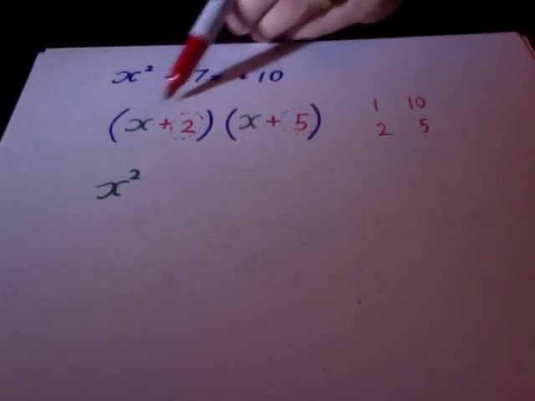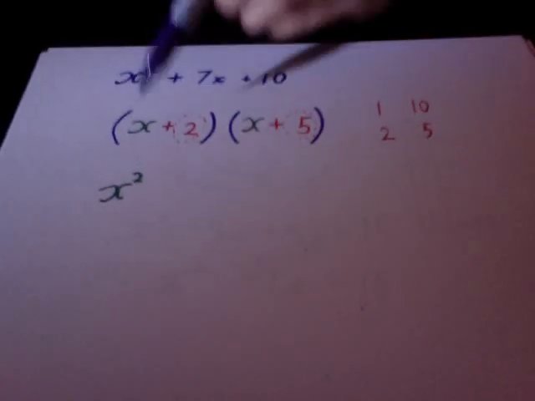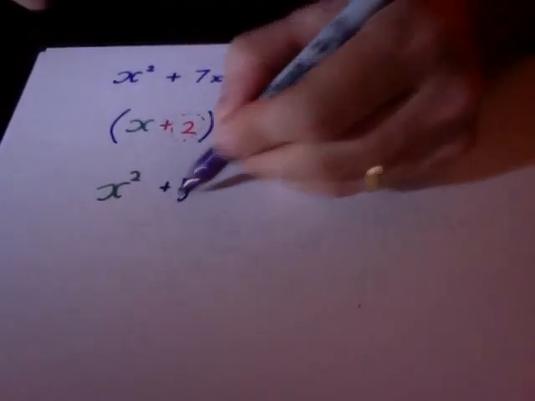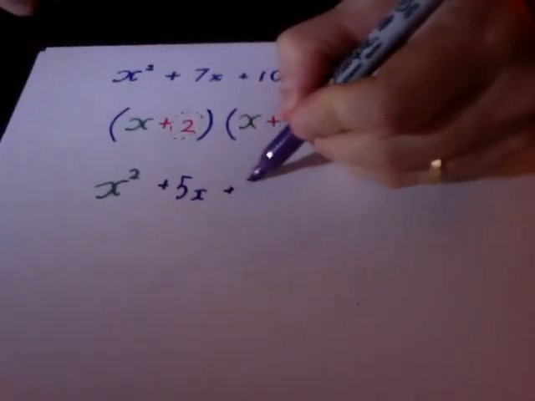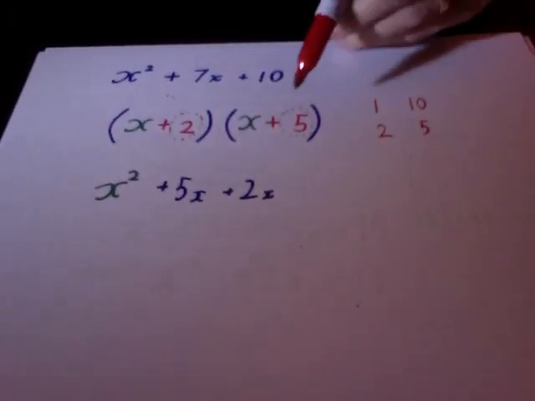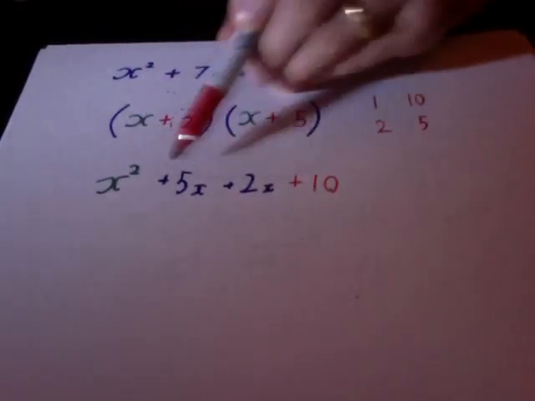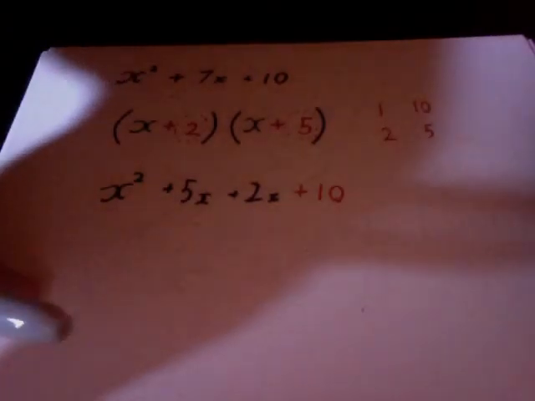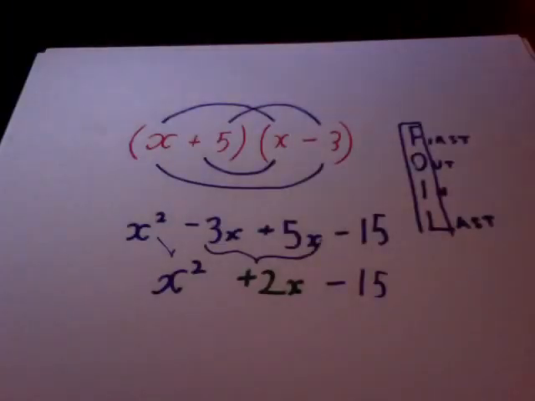So the first pair is x squared. The middle pair, the outside pair, is positive 5 times x, that's plus 5x. The inside pair is plus 2 times x, that's plus 2x. And the final pair, which is the plus 2 times plus 5, gives me the plus 10. So that's x squared plus 7x plus 10. Okay? Now, let's see that in action with another set of numbers.